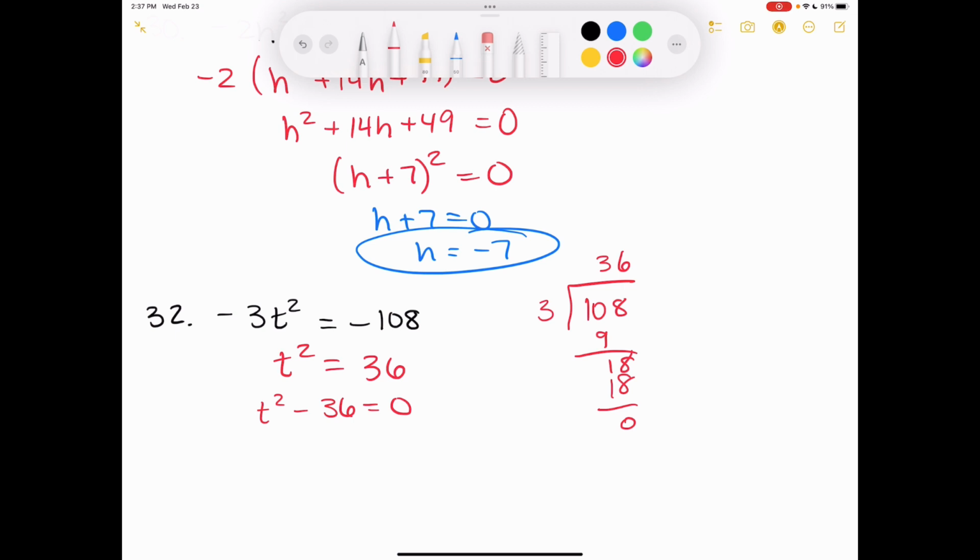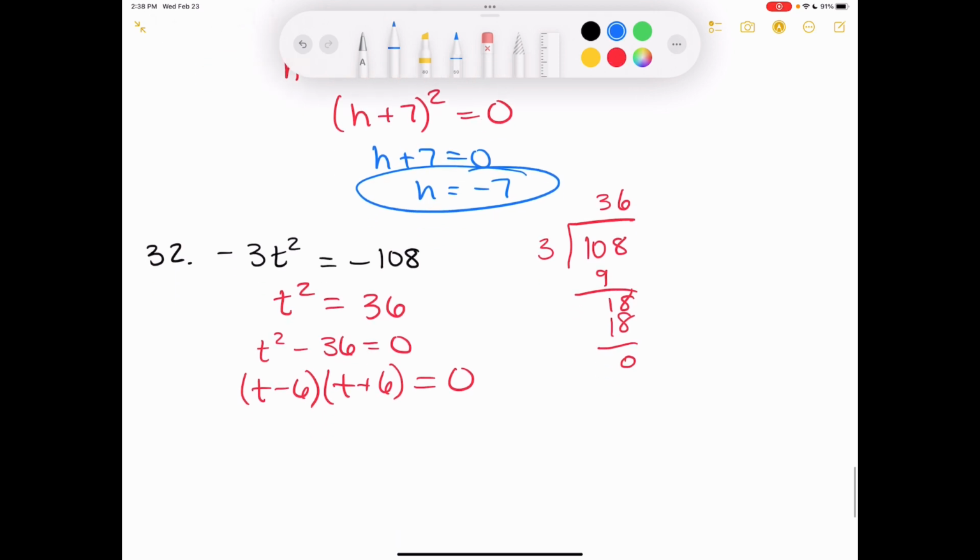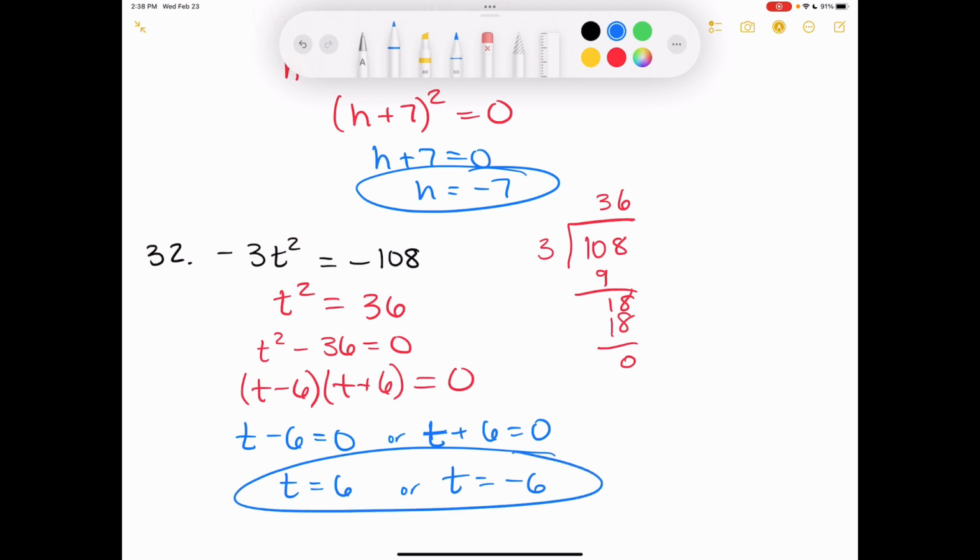t minus 6 and then t plus 6 equals 0. All right, so then set each piece equal to 0. So t minus 6 equals 0, or t plus 6 equals 0. So we add the first one over, so t equals 6. Or subtract this one, t equals negative 6.